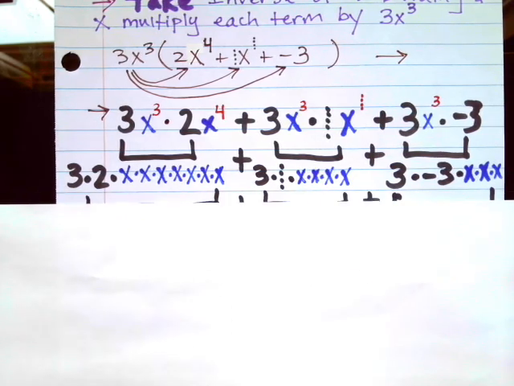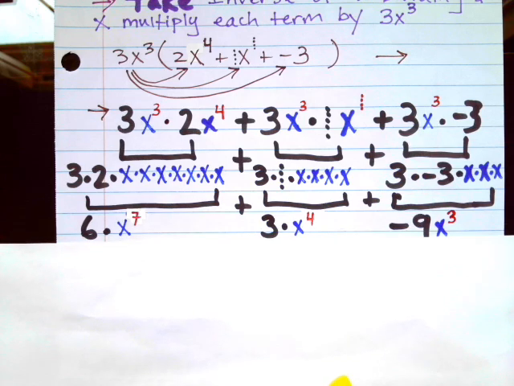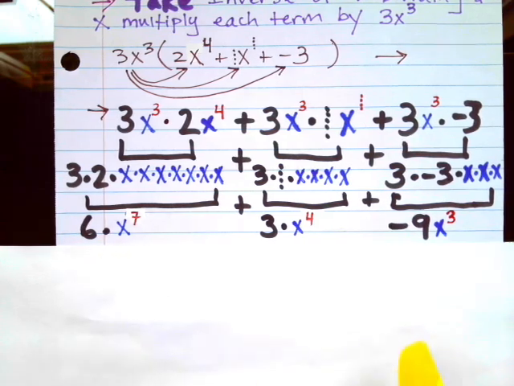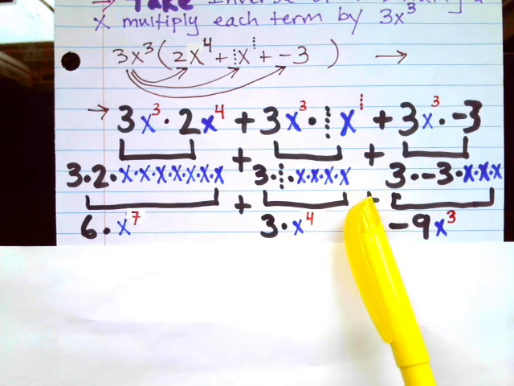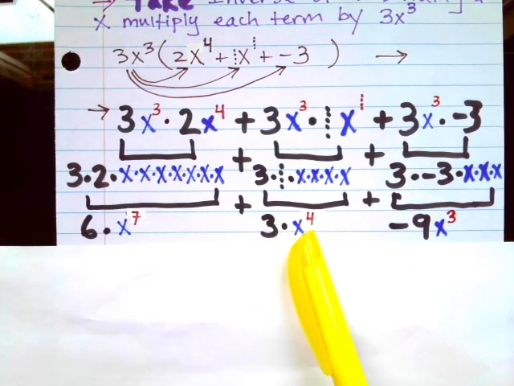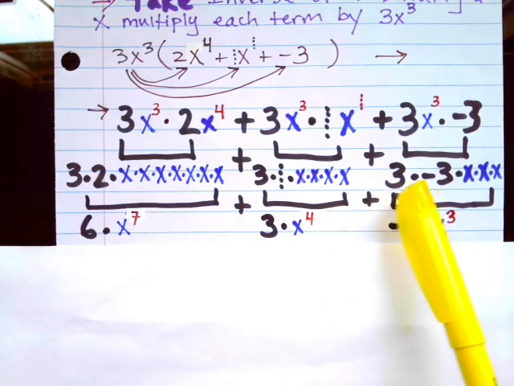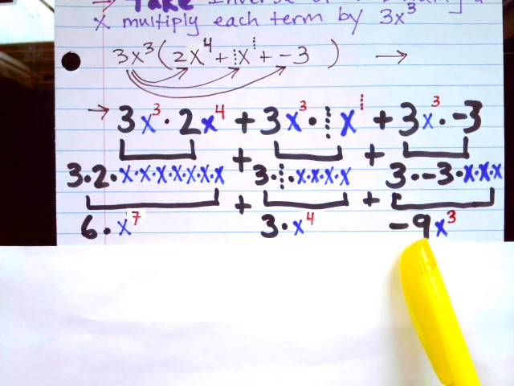All right, so 3 times 2, again, is 6. How many x's do I have? I have 7 of them. 6 times that invisible 1 is 6x to the 7th power. Plus, 3 times 1 is 3, times how many x's? I have 4 of them. So 3 times x to the 4th. Plus, I just bring that plus sign down. 3 times a negative 3 is negative 9 times 3 x values.